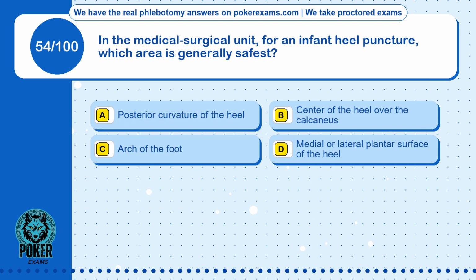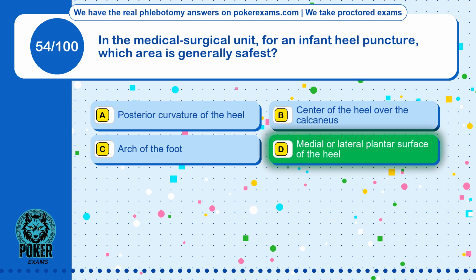Question 54. In the medical surgical unit, for an infant heel puncture, which area is generally safest? Option A, posterior curvature of the heel. Option B, center of the heel over the calcaneus. Option C, arch of the foot. Option D, medial or lateral plantar surface of the heel.